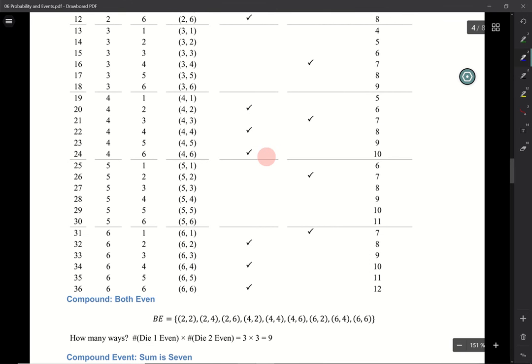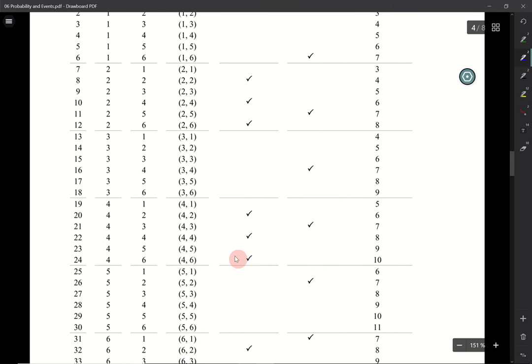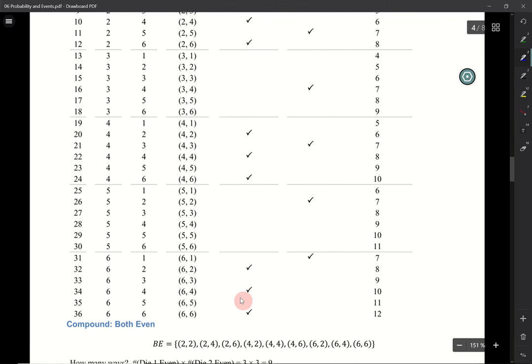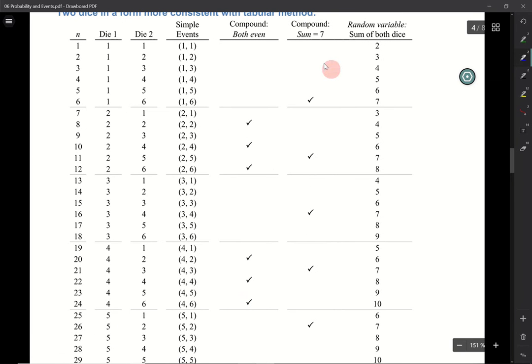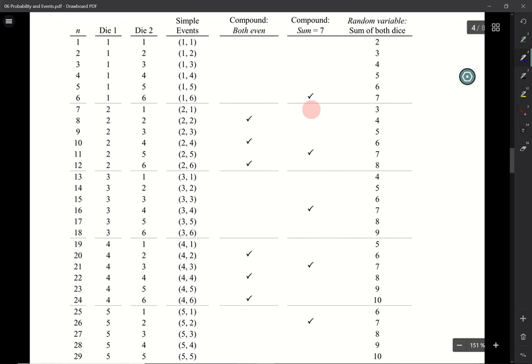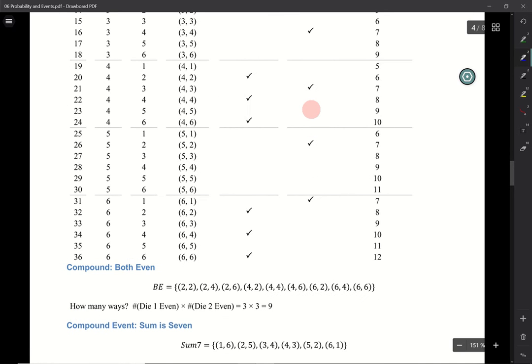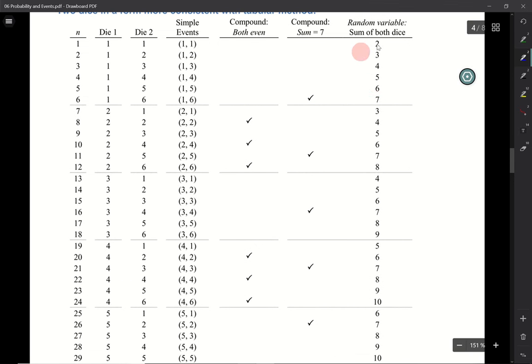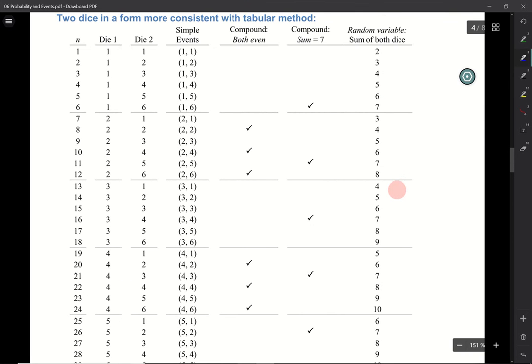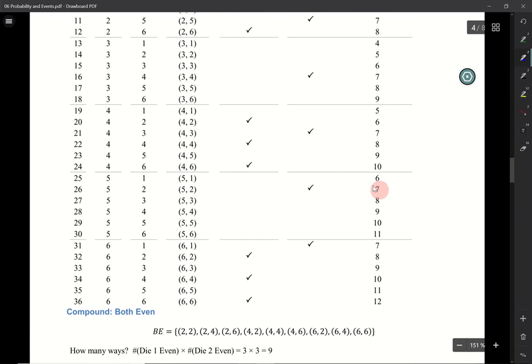And so you can see there's one set of 3, another set of 3, and a third set of 3, so 3 sets of 3 is 9. Okay, and so the compound 7, you kind of see, sometimes as you look through these things, you may see some patterns, right? And then the sum of both dice, just add them all up. And so you can see the pattern: 2 through 7, 3 through 8, 4 through 9, 5 through 10, 6 through 11, and 7 through 12.